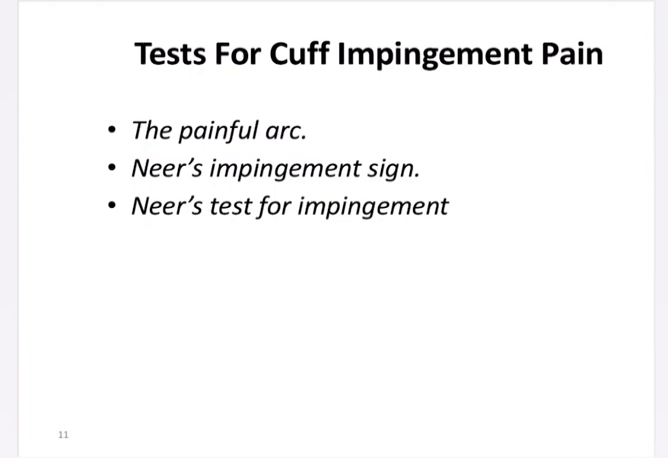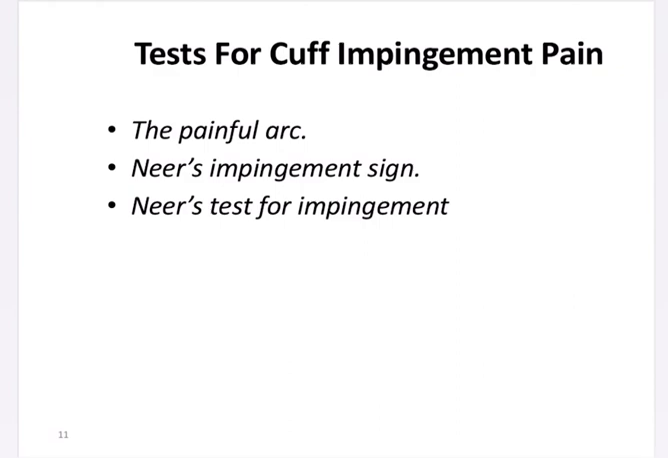Tests for cuff impingement pain. We have three tests. First, painful arc. Second, Neer impingement sign. And the third, Neer test for impingement. In painful arc, there will be pain which is aggravated as the arm traverses an arc between 60 and 120 degrees of active abduction. So the patient experiences pain as he abducts the shoulder joint actively between 60 and 120 degrees.